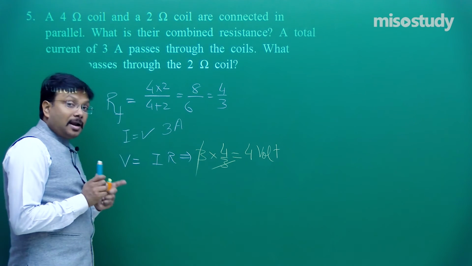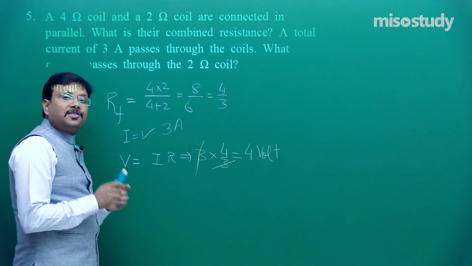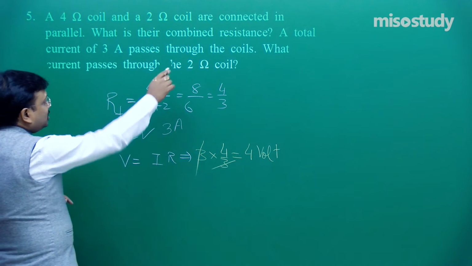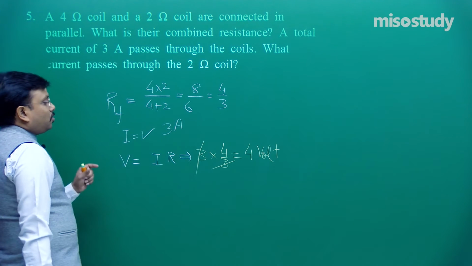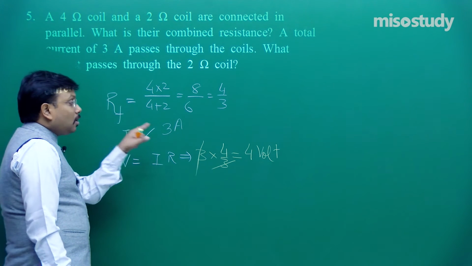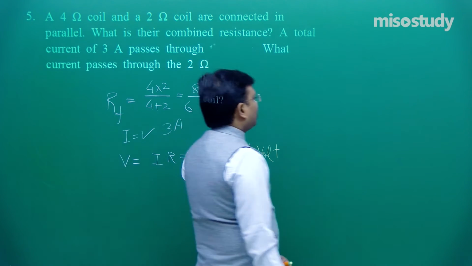Now, in parallel combination, as I told you, potential difference remains the same. So, when the potential difference remains the same, you can calculate the value of current which is now not 3 ampere, but it will be reduced. So, let me create a circuit, fine.